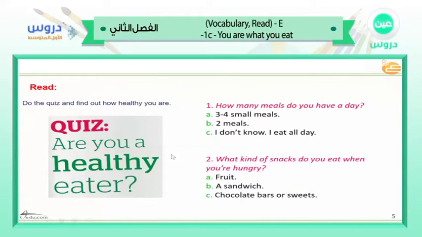Listen, everyone. Quiz. Are you a healthy eater? 1. How many meals do you have a day? A. 3 to 4 small meals. B. 2 meals. C. I don't know. I eat all day. 2. What kind of snacks do you eat when you're hungry? A. Fruit. B. A sandwich. C. Chocolate bars or sweets.